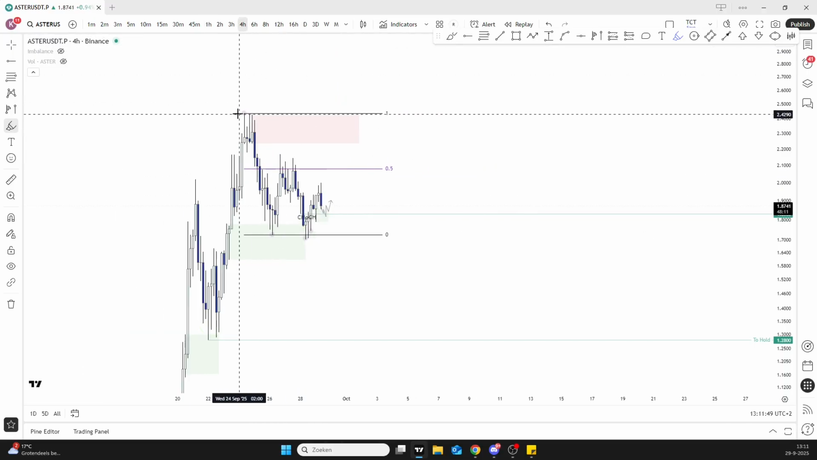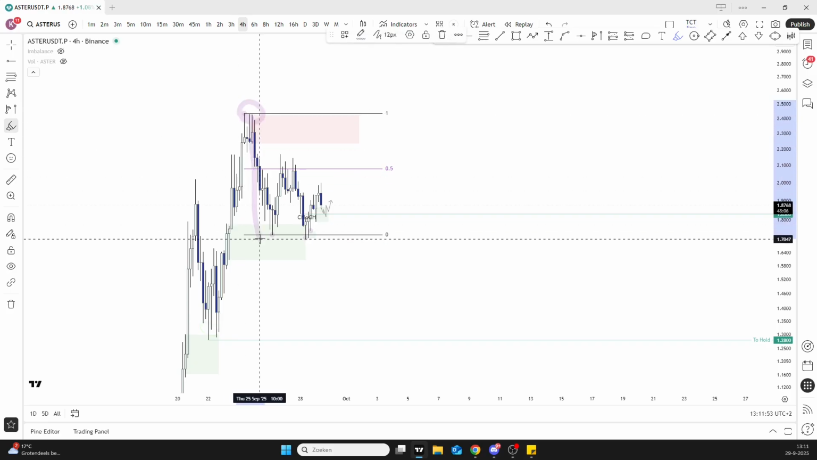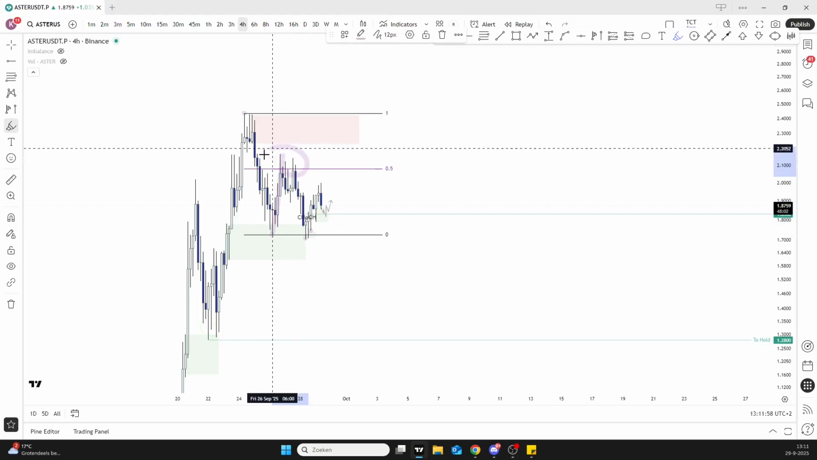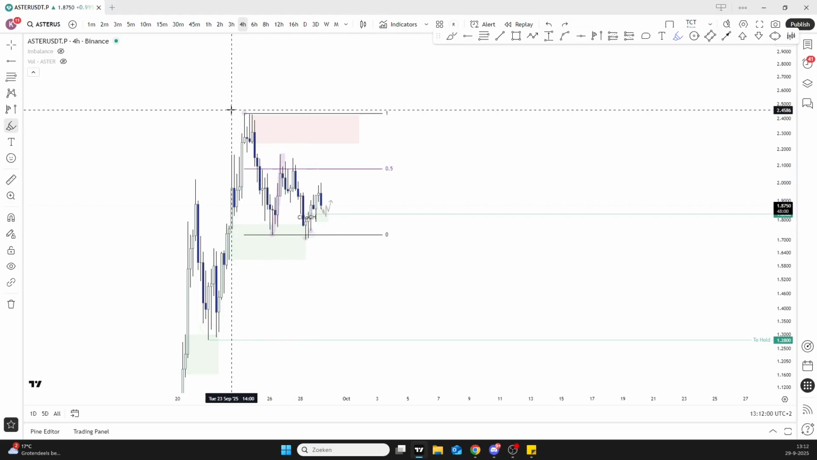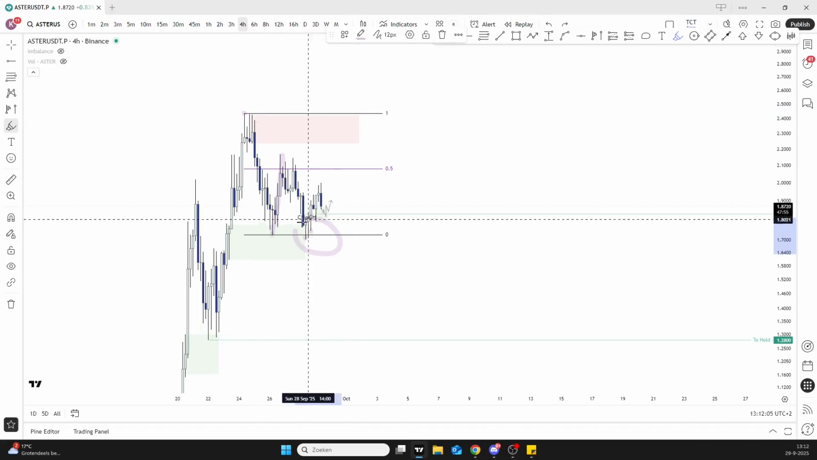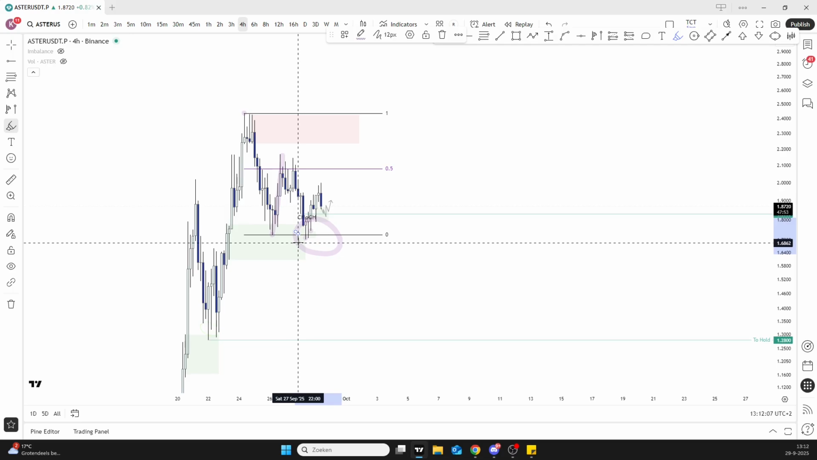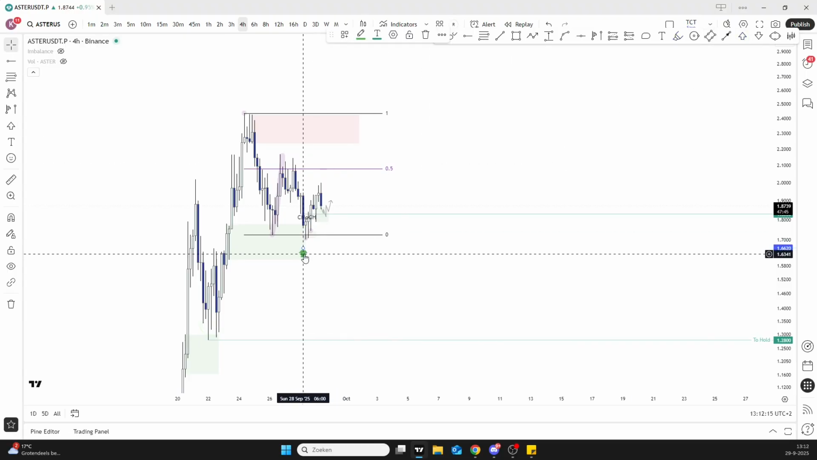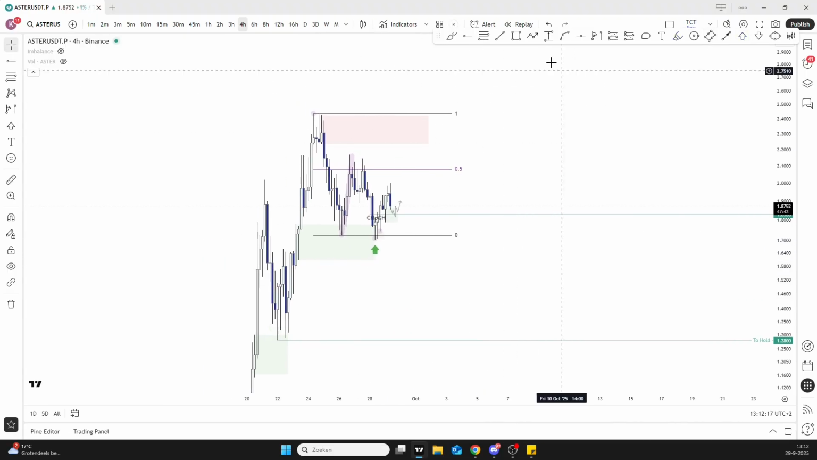Aster. When we look at the 4 hour, when you are trending up, you want to draw your range from high all the way towards low. And your range is confirmed when you touch the EQ of your swing move, your swing high and your swing low. When you take out one side of the liquidity, in this case the swing low, there could be opportunities ahead.